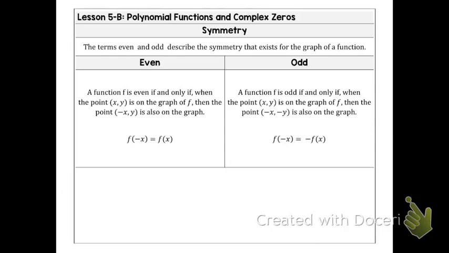All right, lesson 1.5, part B. Still talking about polynomial functions and complex zeros, and it starts out with symmetry. So the terms even and odd describe the symmetry that exists for the graph of the function.